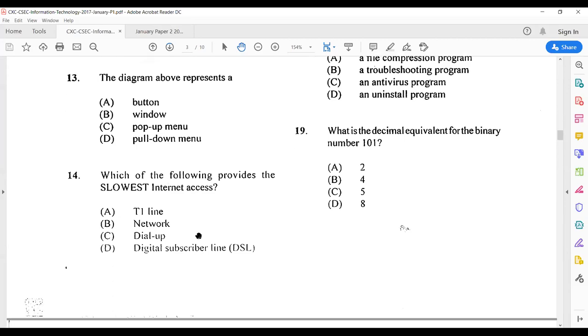Oh, question 40. Which of the following provides the slowest internet access? We have T1, network dial-up, and digital subscriber line, or DSL.